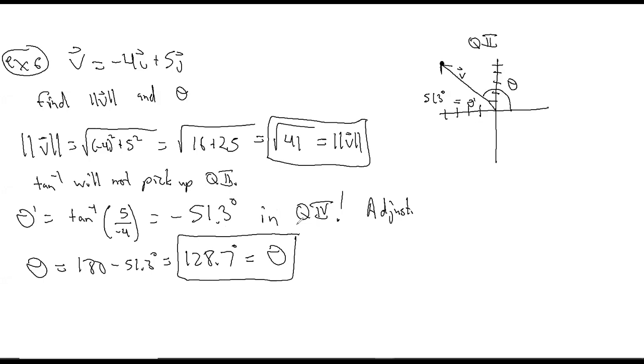This is the number one mistake made on test questions when they're asked to find an angle. I love to give angles that are not going to be in quadrant 1 or 4 because it means you have to think. You have to actually understand this stuff, not just blindly follow.